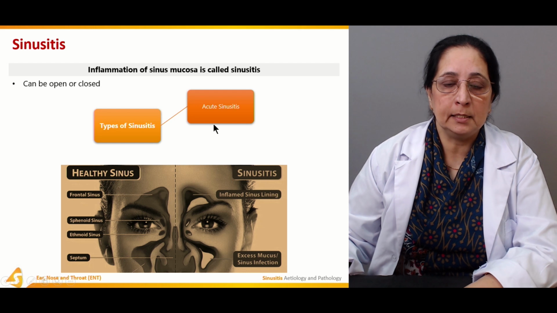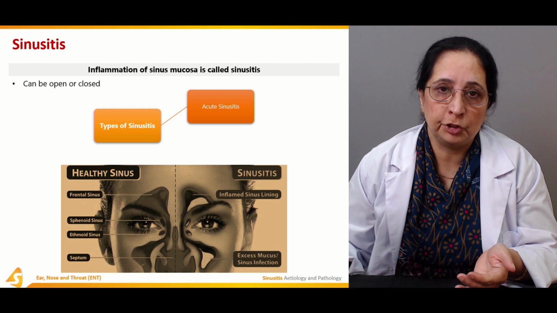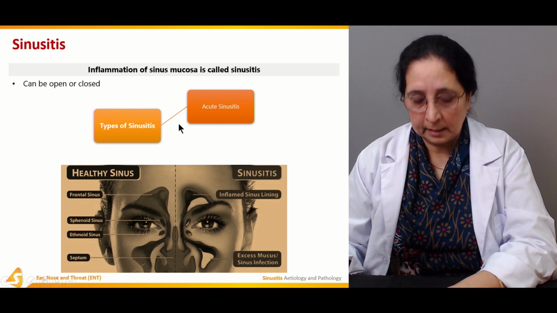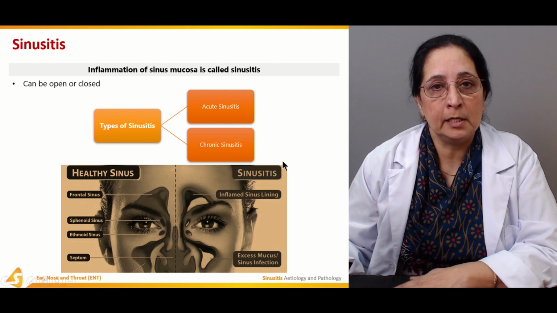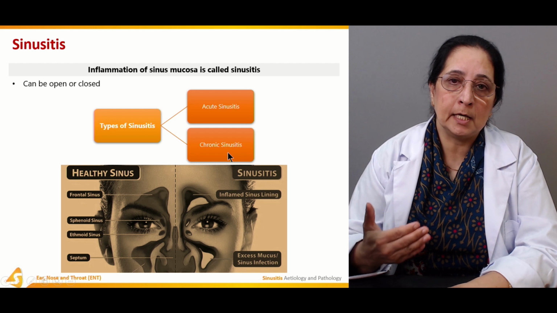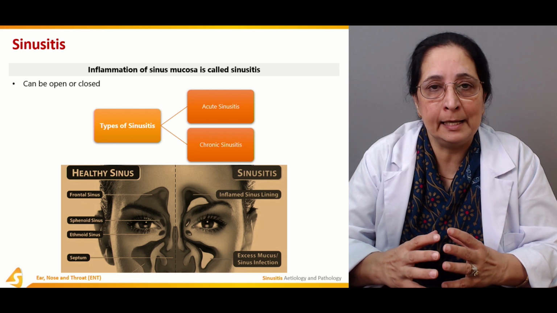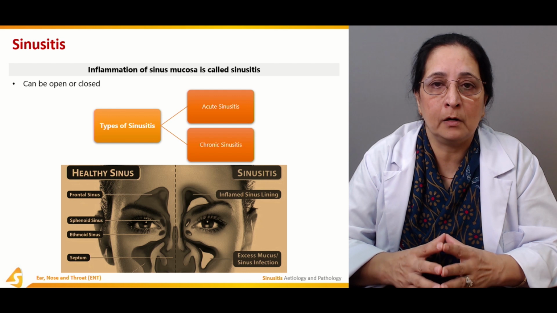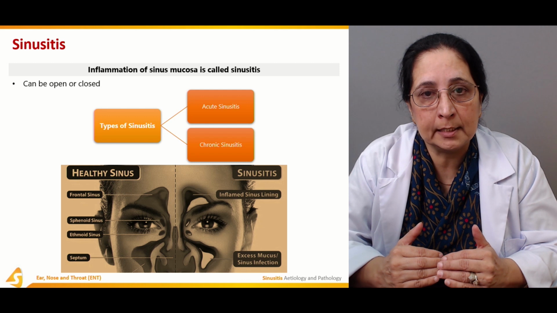Types of sinusitis: we have acute sinusitis, which is of short duration, acute onset, and then the other type is chronic sinusitis, which stays for a longer duration of time. So sinusitis can be acute or chronic. Depending on the length of time the sinuses are affected or inflamed, it is divided into acute and chronic type.